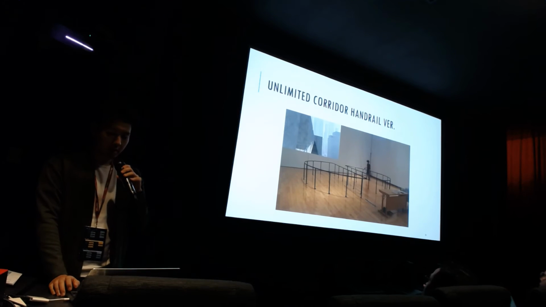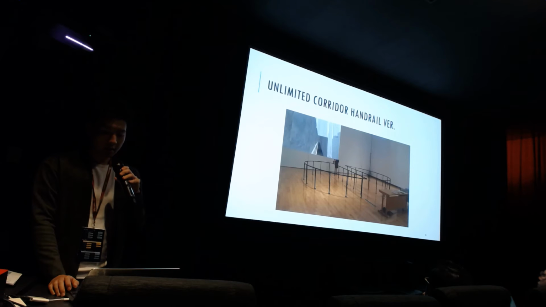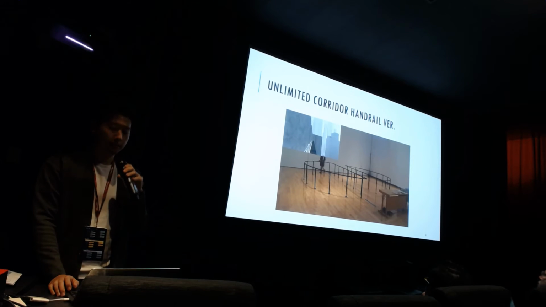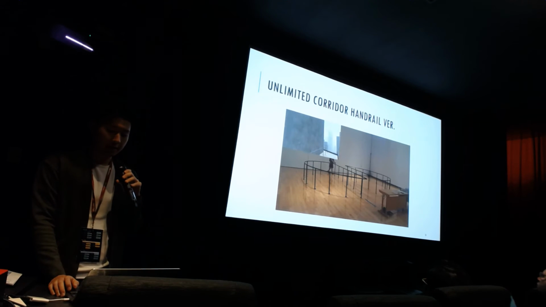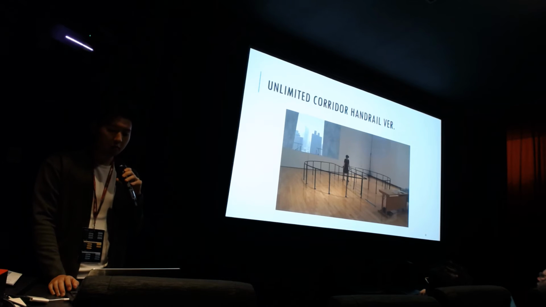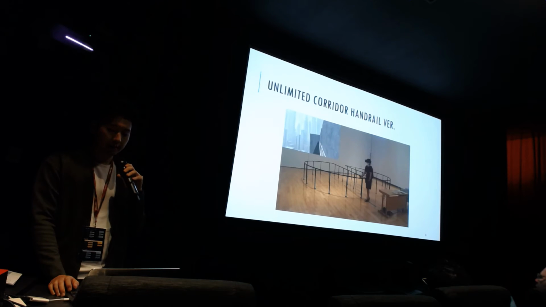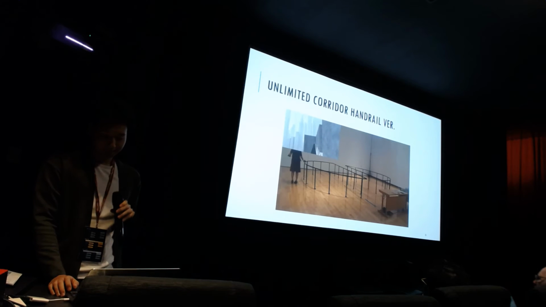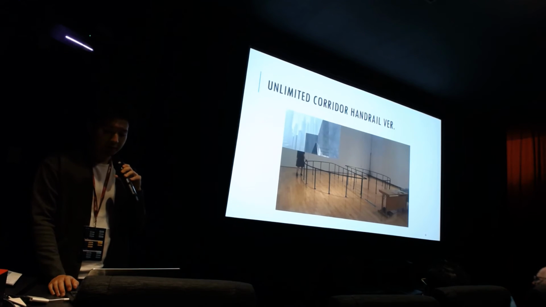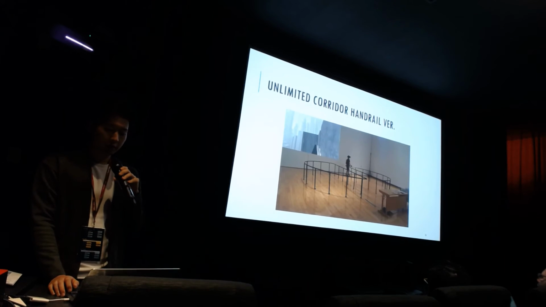So this time, we created unlimited corridor handrail version. Instead of using walls, handrails were used as passive haptic stimuli. The reason for choosing handrails for haptic stimulation is that it is the most common object to touch while walking in daily life. The user can see and move her virtual hand, and when she tries to hold the virtual handrails, she will hold the actual handrail. The user is asked to walk to the red balloon while holding the handrail. On the way, there is an obstacle, so the user must bypass it.